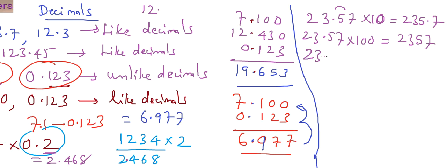Okay, same number, suppose I want to multiply by 1000, then we need to shift 3 decimal places to the right. But we have only 2 decimal places. So for the third decimal place, add on 0. So 23570. That's it.